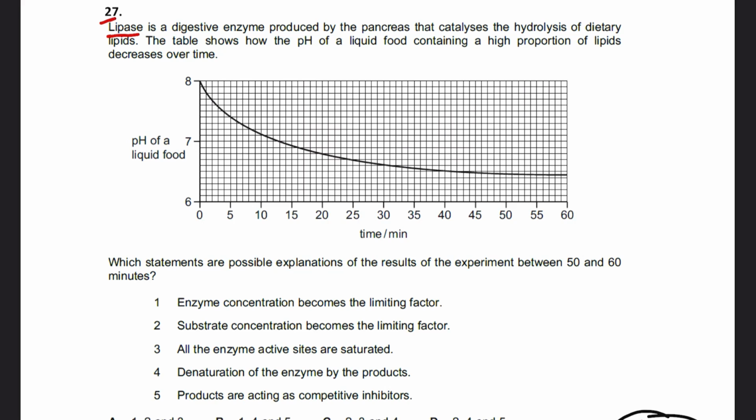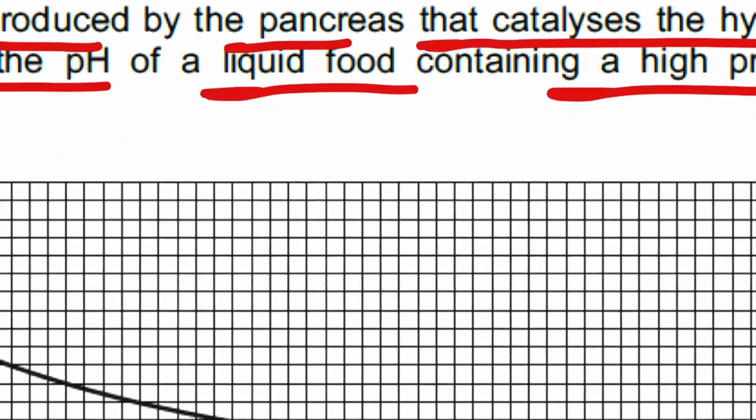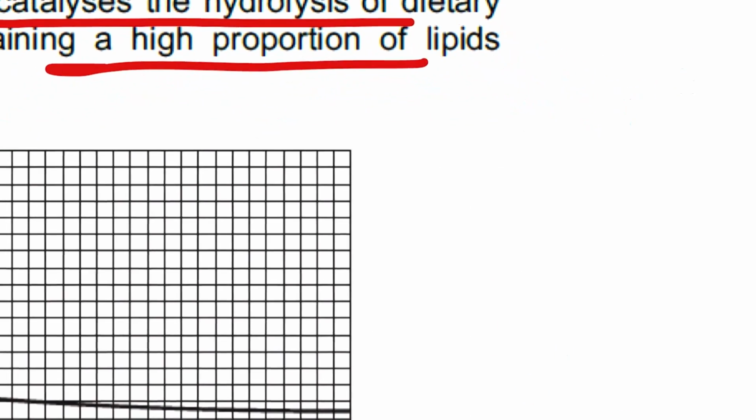Lipase is a digestive enzyme produced by the pancreas that catalyzes the hydrolysis of dietary lipids. The table shows how the pH of a liquid food containing a high proportion of lipids decreases over time. So guys, in this experiment, what do we see? They have given us the information that lipase is a digestive enzyme produced by the pancreas, and lipase causes the hydrolysis or breakdown of lipids. And we can see that there was a liquid food that contains high proportions of lipids, and when this food was being acted upon by the lipase, lipase breaks down these lipids and the pH falls.